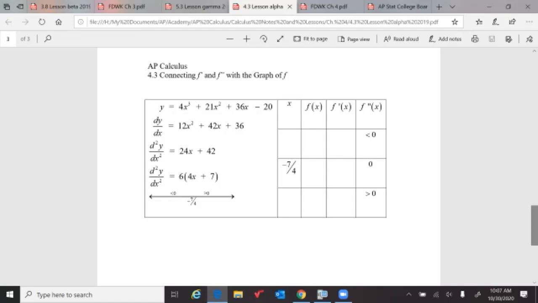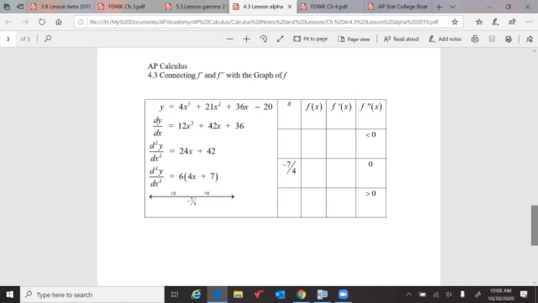So I go to the second derivative and pick a number to the left of -7/4: -2. -2 would give you -48 plus 42, which gives you a negative. That's telling you the graph is concave down. -1 gives you -1 times 24 plus 42, concave up. So you have a point of inflection.